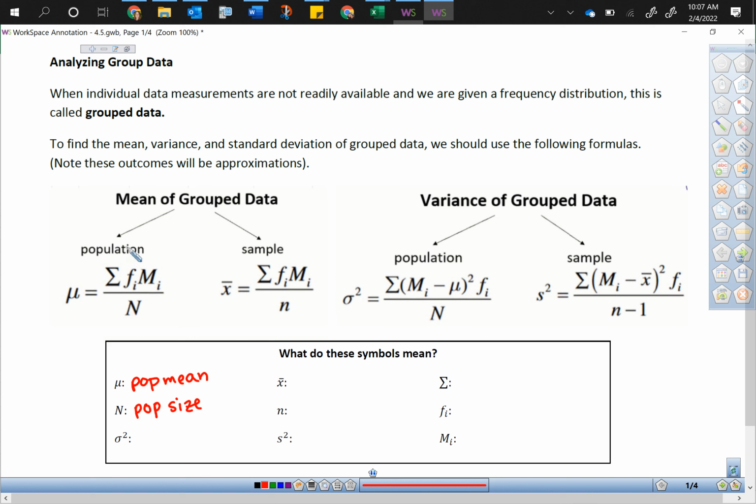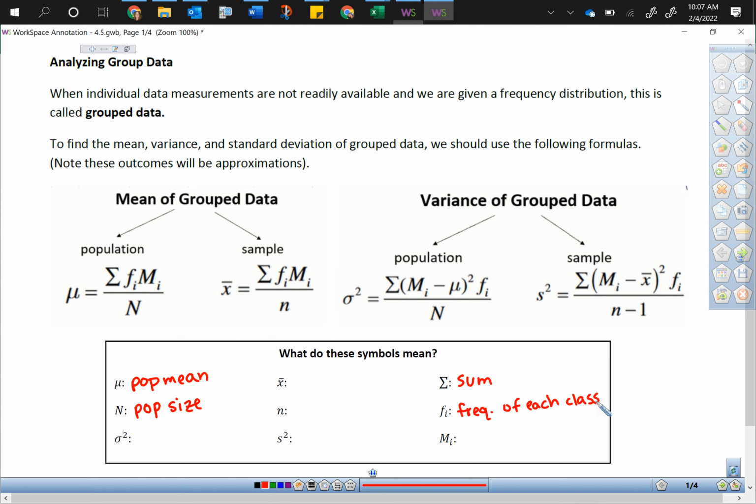Now, I'm just focusing on this equation right here before we move on. What does this guy mean? We call it sigma. What does this guy mean? Sum. Very good. Now we have this f sub i. That's a new one. That represents the frequency of each class.